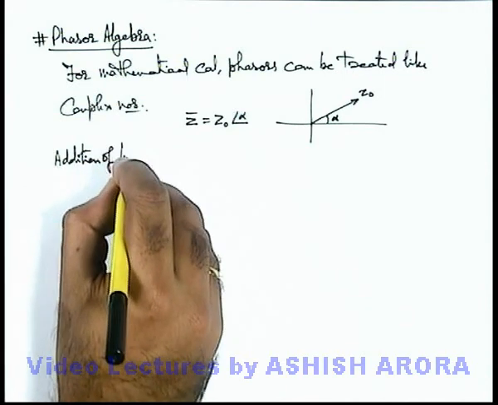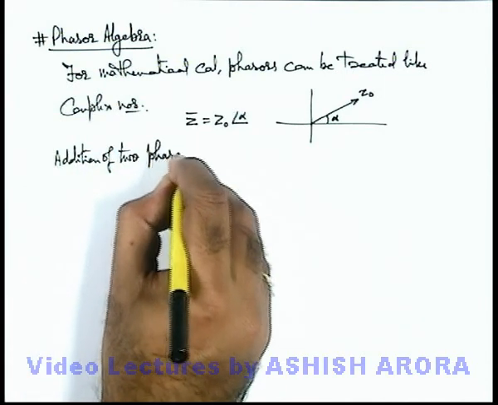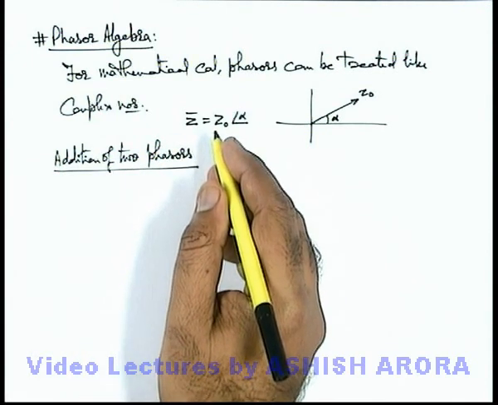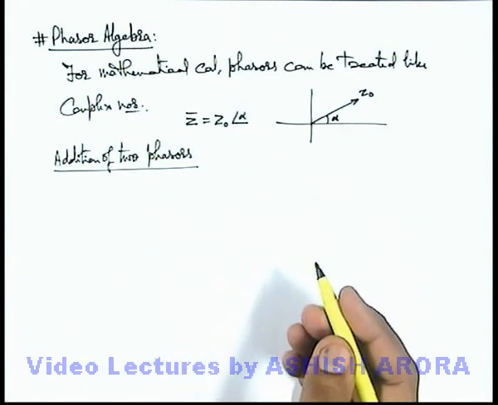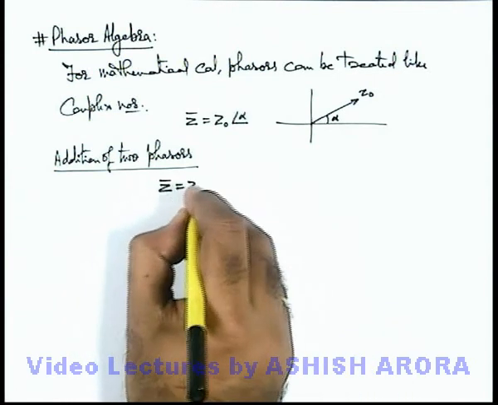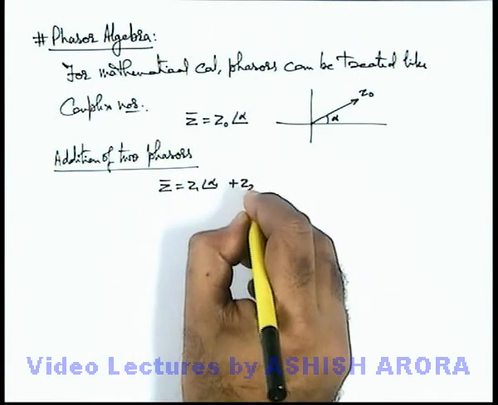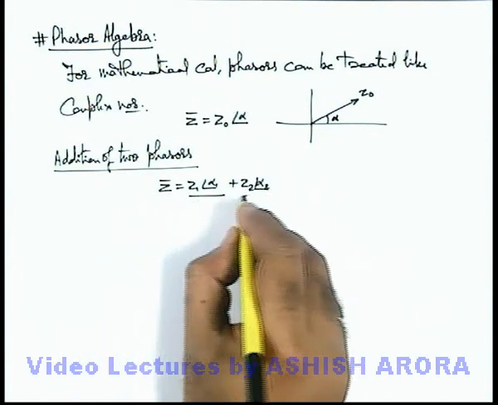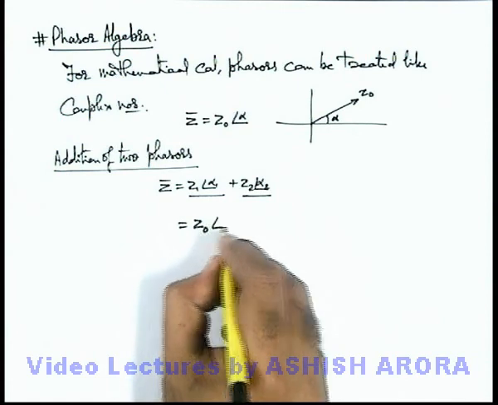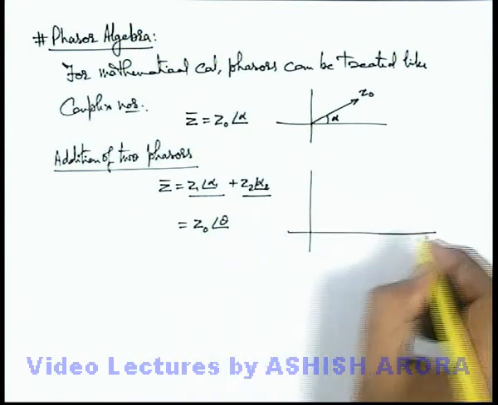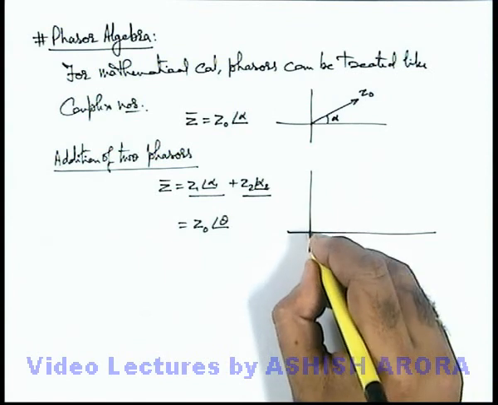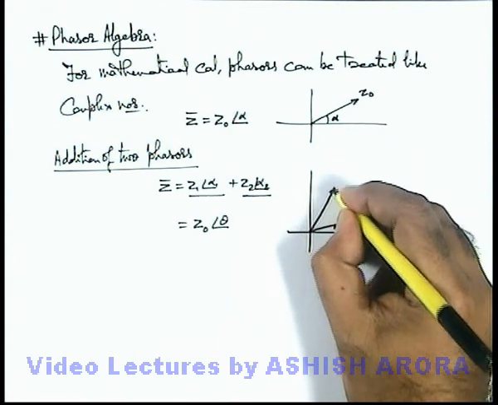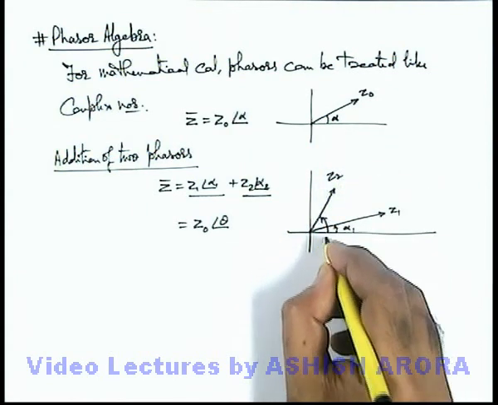addition of two phasors. Addition of two phasors can be directly done either by converting a phasor into real imaginary form, or directly by graphical analysis. Say we are given that z phasor is z1 angle alpha 1 plus z2 angle alpha 2, then in this situation, for these two phasors, the final form which can be written as z0 angle theta can be obtained by adding the two phasors graphically. Say this phasor is z1 which is at an angle alpha 1, and there is a phasor z2 which is at an angle alpha 2.